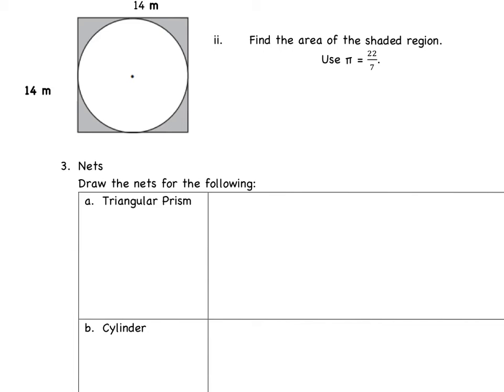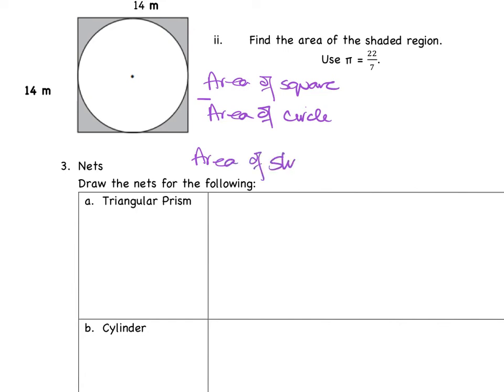Okay, so to find the area of the shaded region, we're first going to work out the area of the square. And then from that, we're going to minus the area of the circle. And when we minus those two, that is going to give us the area of the shaded region. So the area of the square is 14 by 14, side squared. So 14 by 14 gives us 196 meters squared. The area of the circle we know is pi multiplied by radius multiplied by radius.